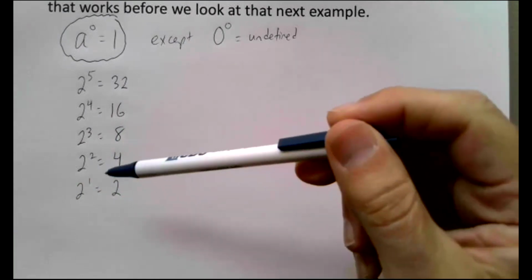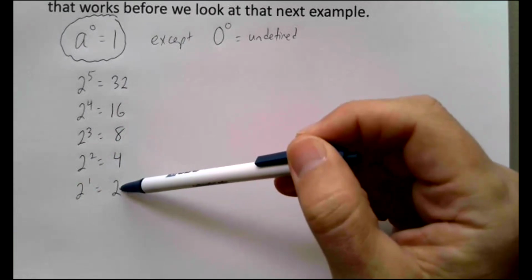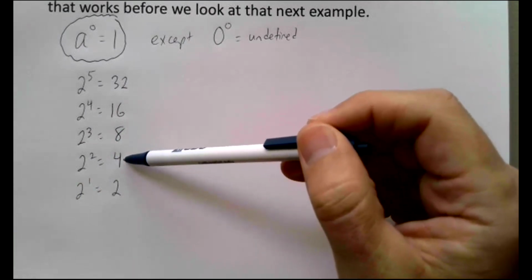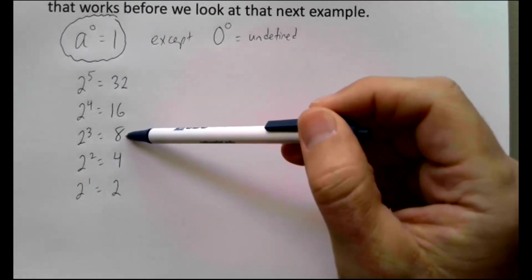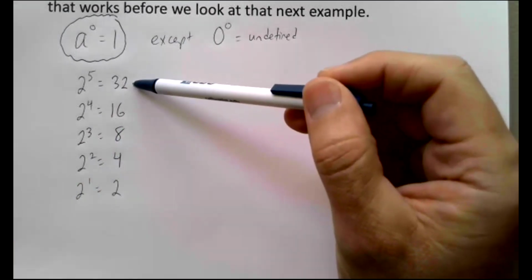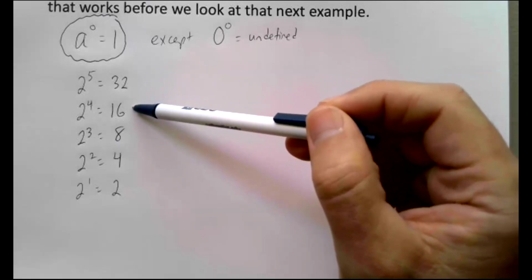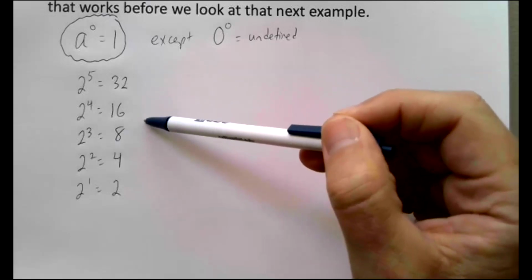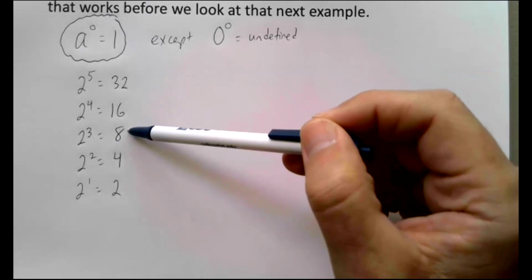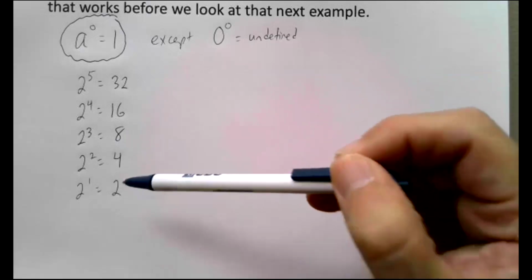Now you obviously see a pattern here. As I go up, I'm just multiplying by 2 again, right? 2 times 2 is 4. 4 times 2 is 8. 8 times 2 is 16. 16 times 2 is 32. But that means as I go down, I am dividing by 2, right? 32 divided by 2 is 16. 16 divided by 2 is 8. 8 divided by 2 is 4. 4 divided by 2 is 2.